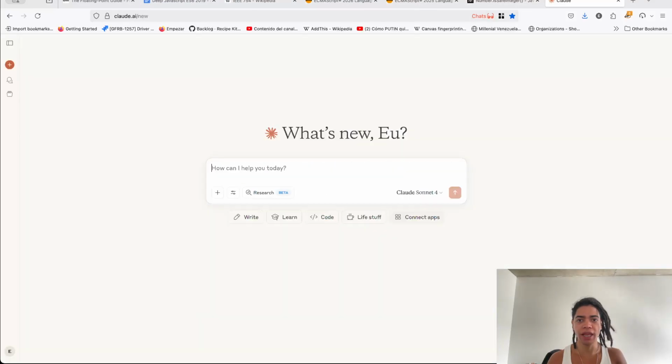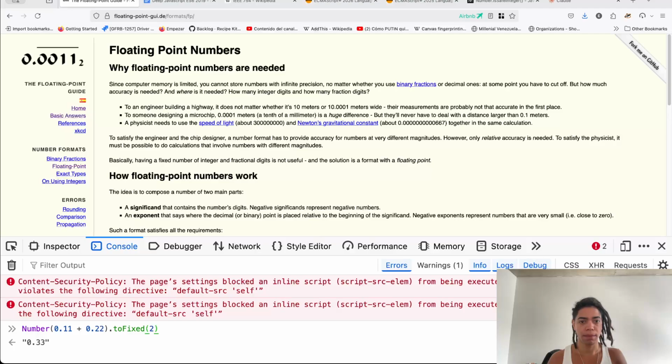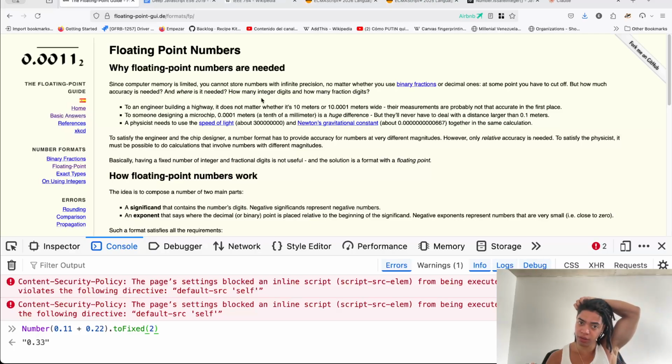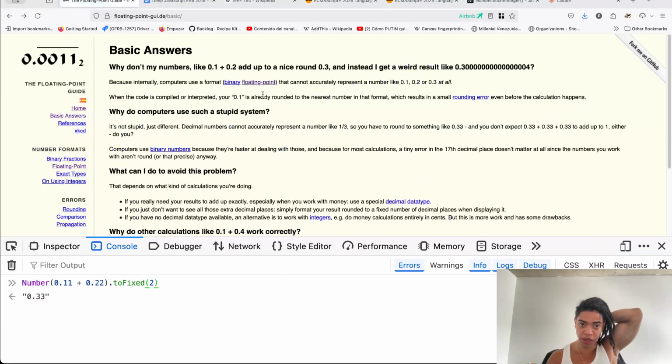Numeric representations like binary floating points accurately represent that.